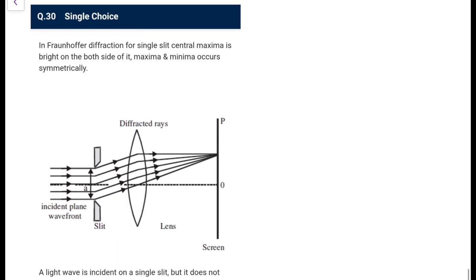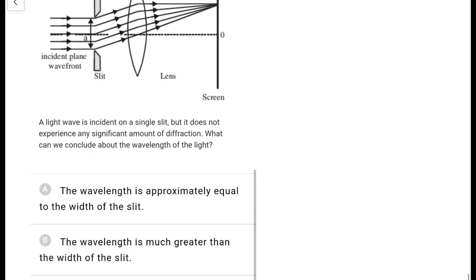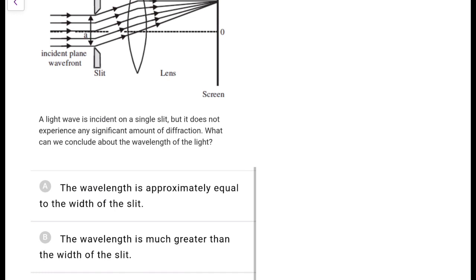Same question, last one we have. Fraunhofer diffraction for a single slit: central maxima is bright, and on both sides of it, maxima and minima occur symmetrically. A light wave is incident but doesn't experience any significant amount of diffraction. What do we conclude? We are not getting diffraction. So you know, for getting diffraction, what you need is that the slit width a should be comparable to lambda. That is what we need to remember, that the size of the opening should be very small as compared to lambda.